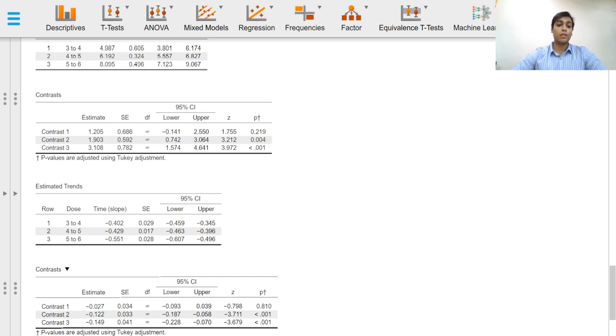Even the effect of different dosing is significant. If we see contrast 3, patients who were given between 5 to 6 milligrams of theophylline had a more rapid loss of theophylline concentration in the serum than patients who were given 4 to 5 or 3 to 4 milligrams of theophylline. In the next video, we will have a look at how to report our results.